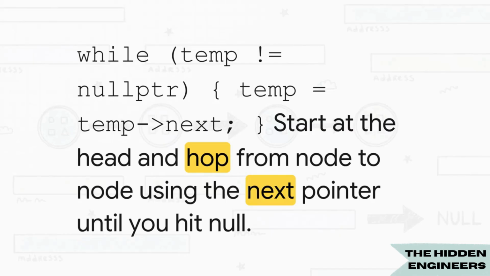We're essentially bypassing it, cutting it out of the chain without ever breaking the sequence. And how do we actually see what's in our list? Well, traversal is just like walking that chain. The code uses a temporary pointer, starts it at the head, and then in a loop, it prints the data, and then it hops to the next node. It just keeps hopping from node to node until it finally hits that null stop sign at the very end.